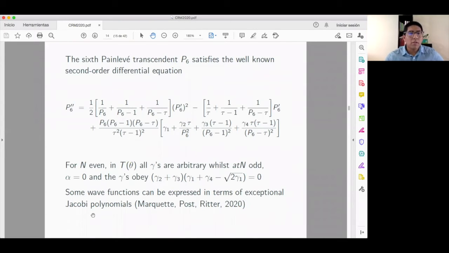Here, for some wave functions of this quantum potential, it was shown that they can be expressed in terms of exceptional Jacobi polynomials. This point is important because it's already known that the Askey scheme can be generated using this second order superintegrable system. So there is a strong hope that higher order superintegrable systems can lead to a similar scheme, but for exceptional polynomials. So this kind of families which are not standard.